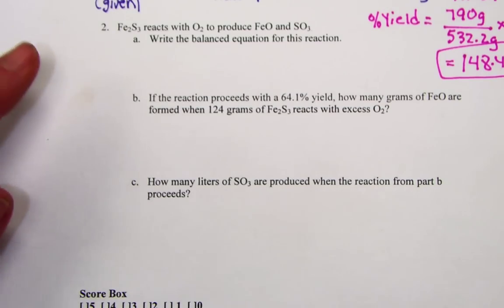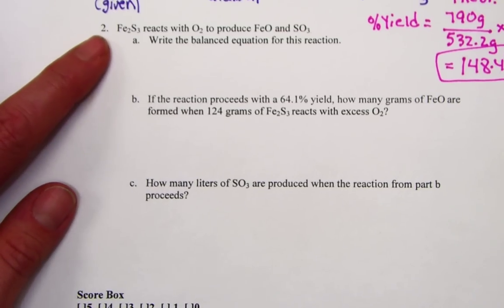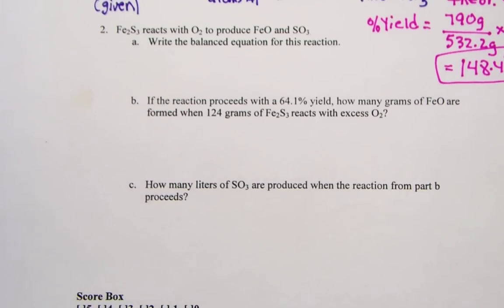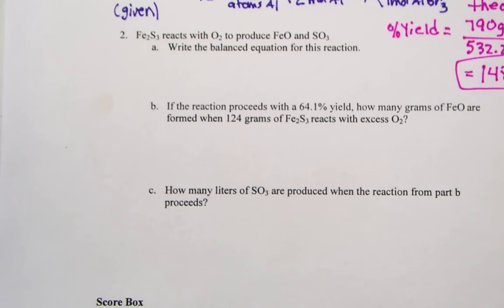This is a video lesson on Objective 4, Practice Test C of stoichiometry. This equation reads, Fe2S3 reacts with oxygen to produce FeO and SO3. Let's begin by creating the skeleton and then we'll work to balance.